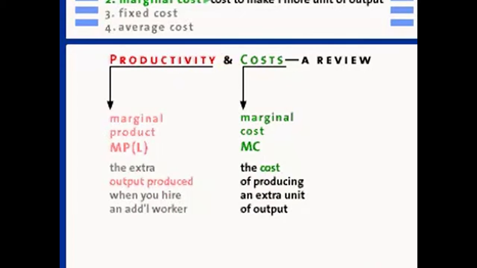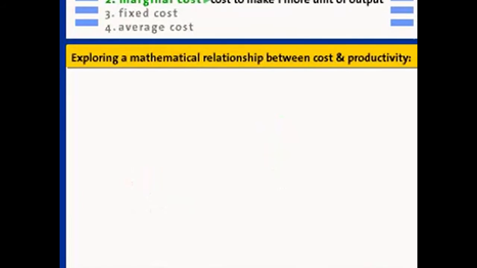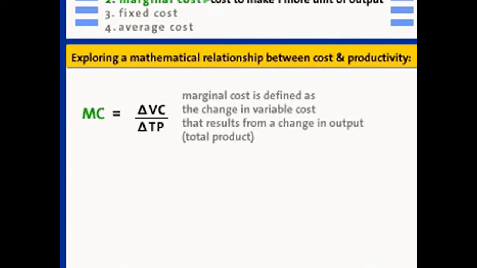Marginal cost is defined as, so I'm just putting an equal sign here because by definition this is true, the change in variable cost that results from a change in output. So we'll call that output total product. Remember, that's the total number of television sets that you produce. So if you change your output, how does variable cost change? That's what marginal cost is.